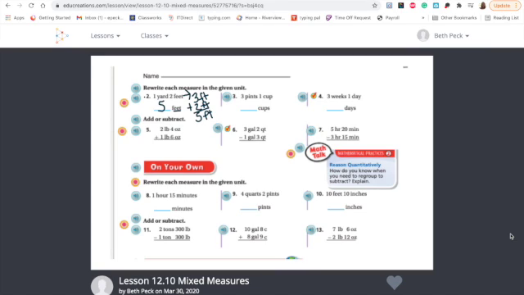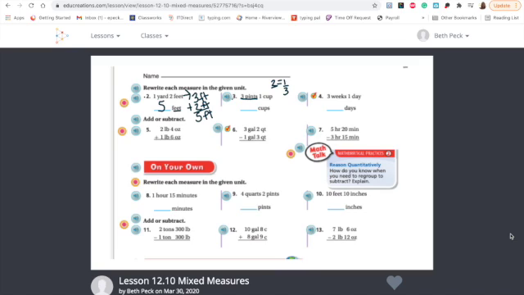Okay, let's take a look at number 3. We have 3 pints and 1 cup. So I have to change that 3 pints into cups. If you look at your gallon man, then you know that there's 2 cups in a pint, but I'm looking again for 3 pints. So 2 cups is equal to 1 pint, and I'm looking for 3 pints.